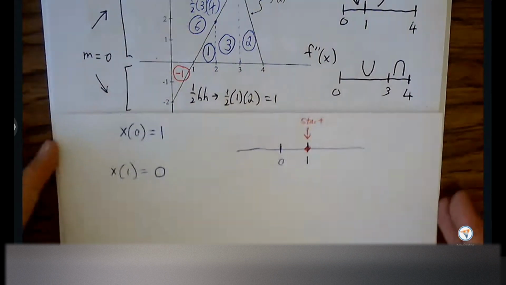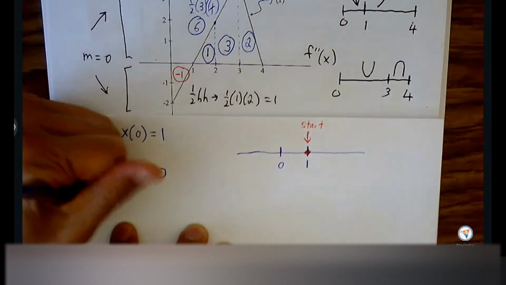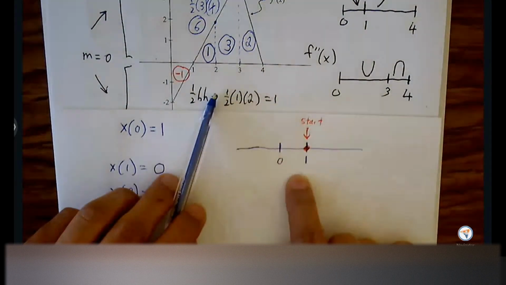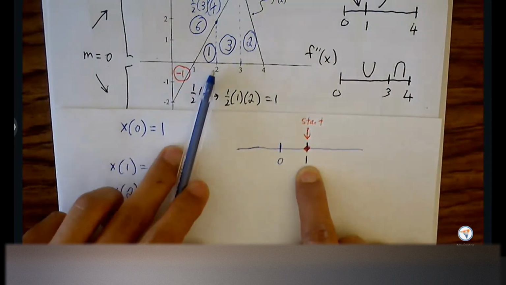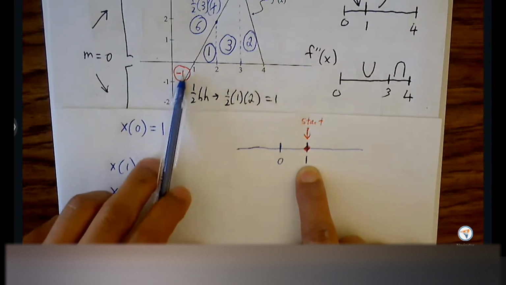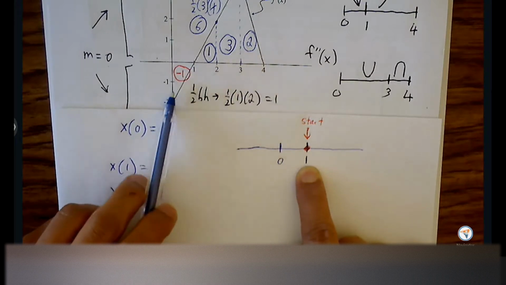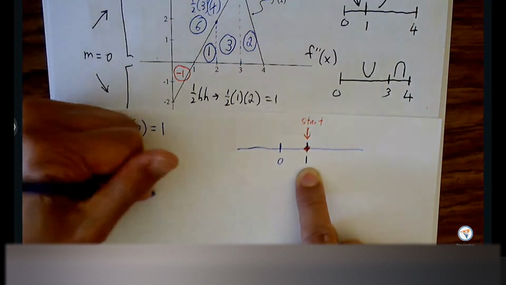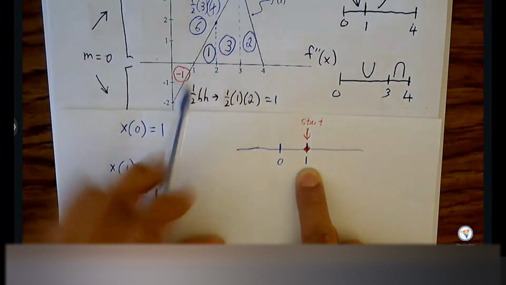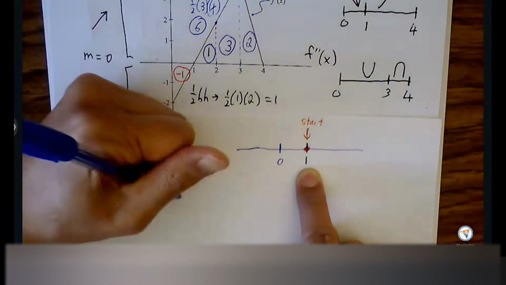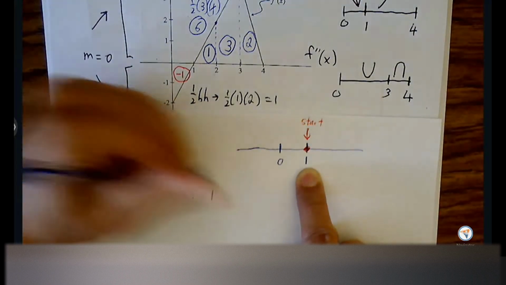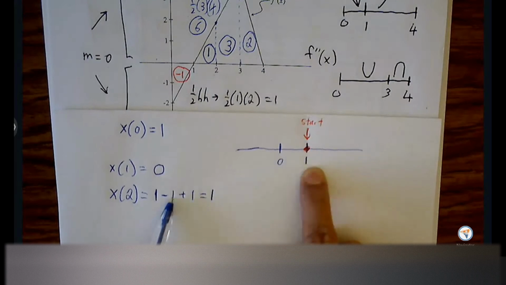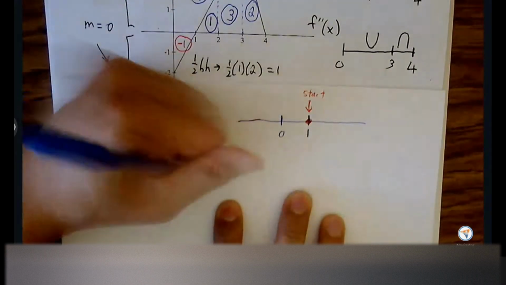Okay, good so far? All right, x of 2. Again, I'm always going to go to my starting point. I'm going to start here. Where is my object going to be, looking at these numbers, after 2 seconds? Back at 1, right? I'm starting at 1. I'm going backwards 1 unit, but I'm going forwards 1 unit as well. So I'm going to be back at 1.